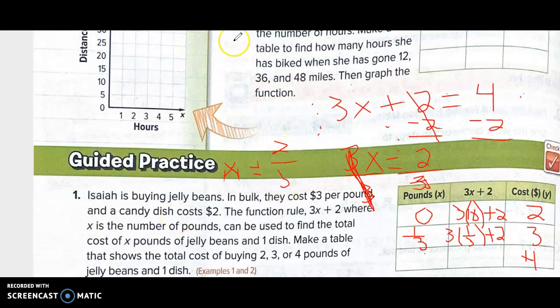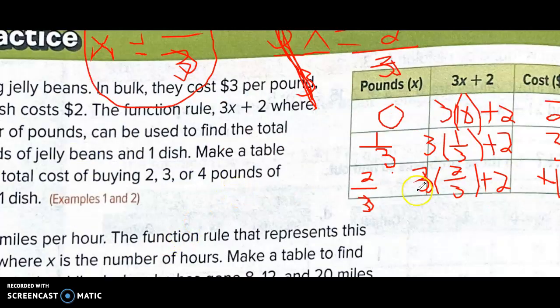Okay, that's supposed to say 2/3. So we know that x equals 2/3, therefore that's what is going to go in our pounds box over here. I just wrote our work in the function box, so I put 2/3 in for our pounds, and then I plugged in 2/3 for x. So I have 3 times 2/3 plus 2, and that should give you 4.